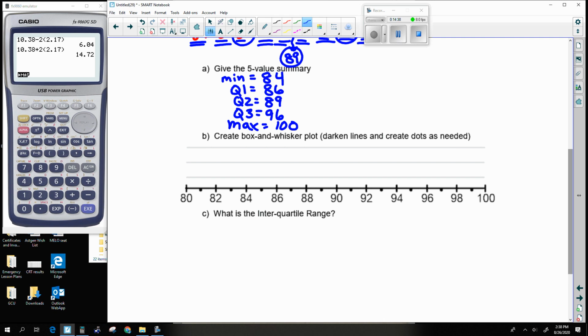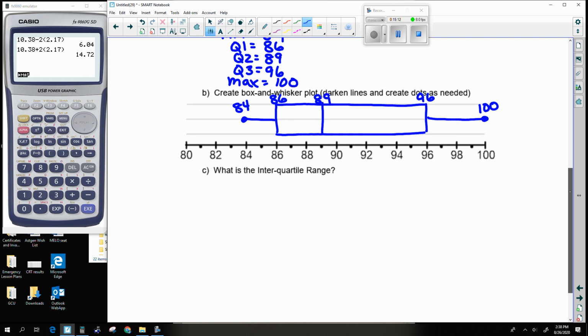Create the box and whiskers. So dots go on the min and max. So 84, don't forget to label. If you don't label them, it will be marked wrong. So label. Lines at 86, 89, and 96. And the tops of the lines with the tops, bottoms of the lines with the bottoms, and the dots in the middle of the sides.